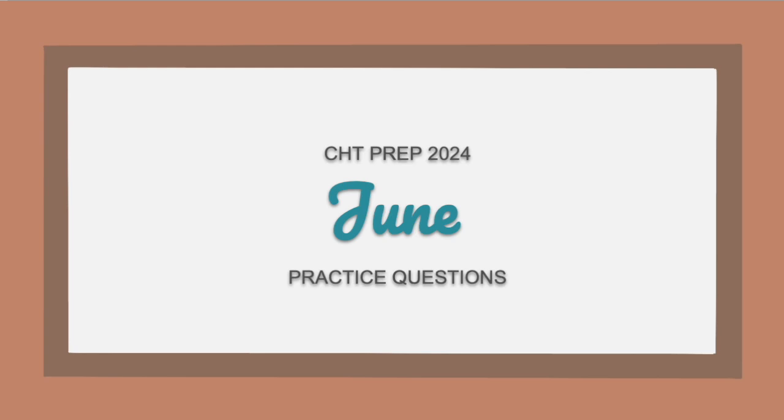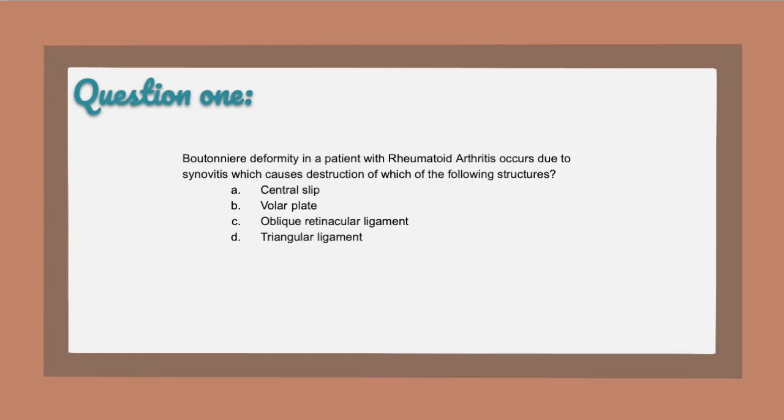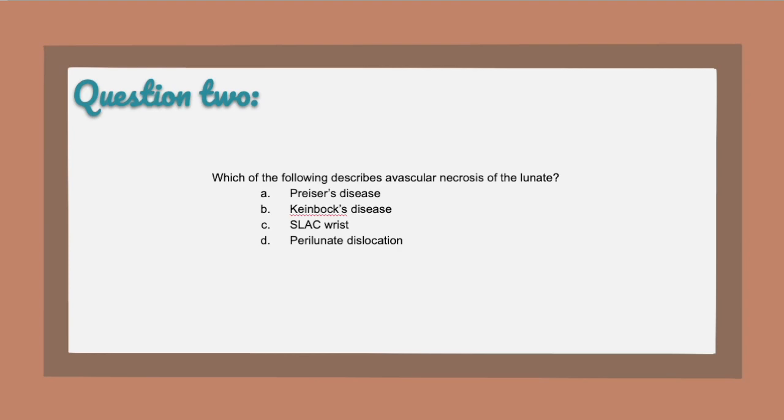Question 1. Boutonniere deformity in a patient with rheumatoid arthritis occurs due to synovitis, which causes destruction of which of the following structures? A. Central slip. B. Volar plate. C. Oblique retinacular ligament. D. Triangular ligament. Question 2. Which of the following describes avascular necrosis of the lunate? A. Preiser's disease. B. Kienbock's disease. C. Slack wrist. D. Perilunate dislocation.